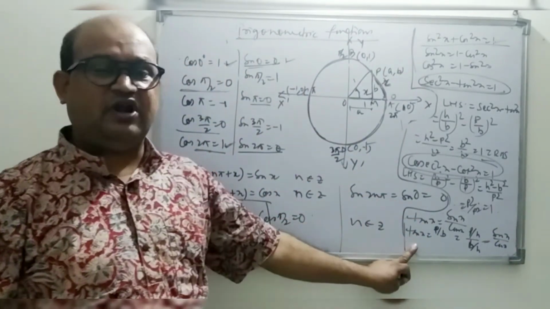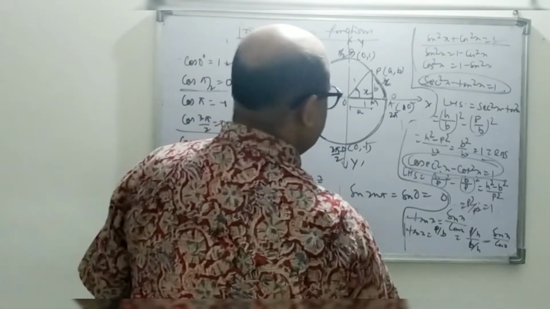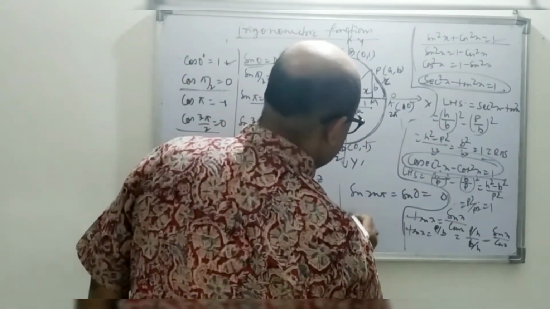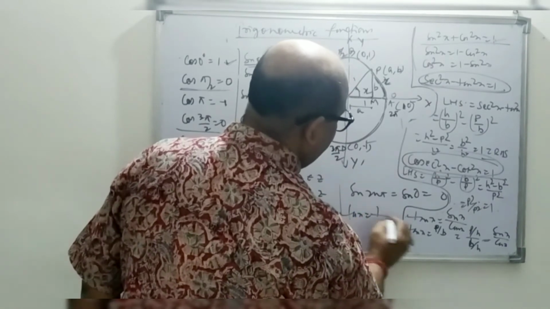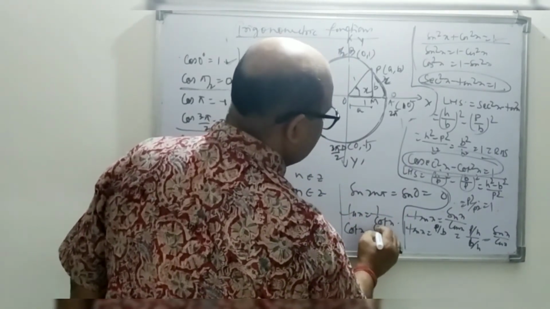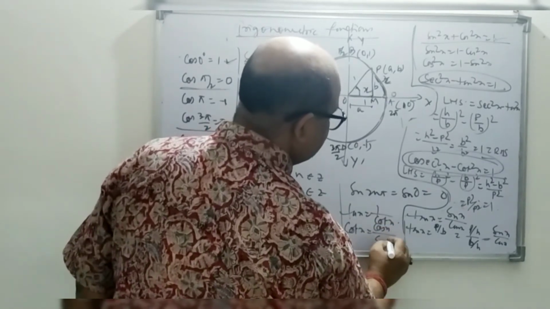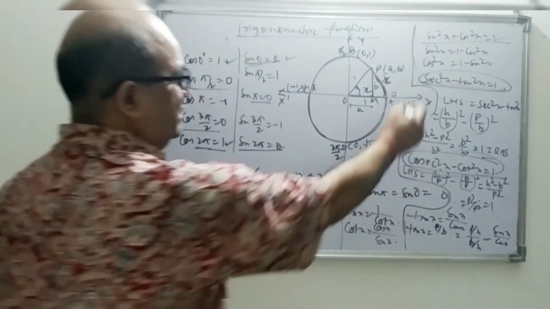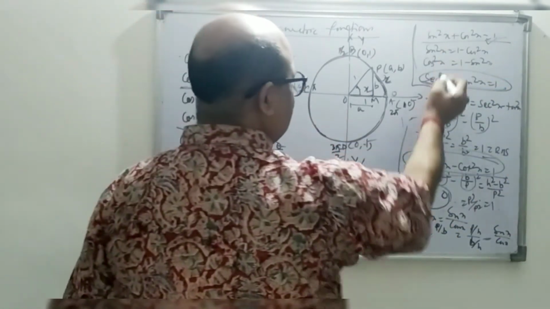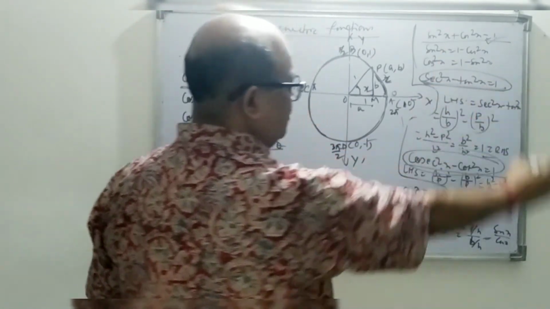Tan x is the reciprocal of cot x. That is, tan x equal to 1 by cot x. This shows cot x equal to cos x upon sin x. So we have got these identities. Sin square x plus cos square x equal to 1. From here we got this. Sec square x minus tan square x equal to 1.